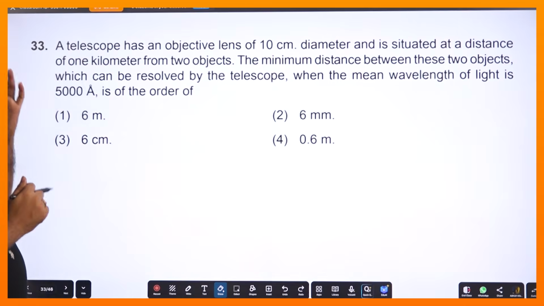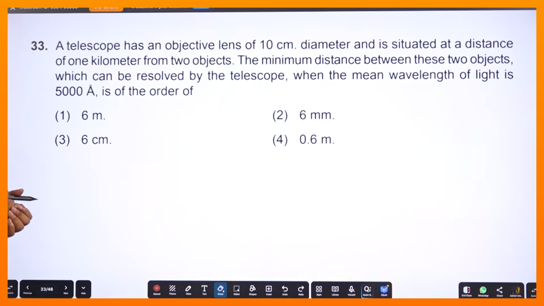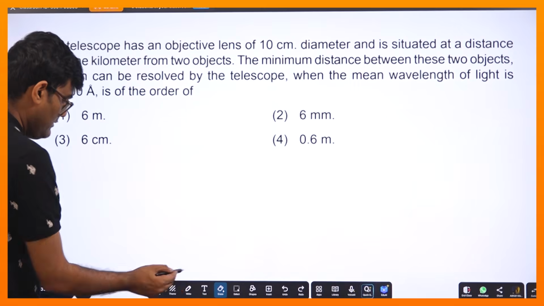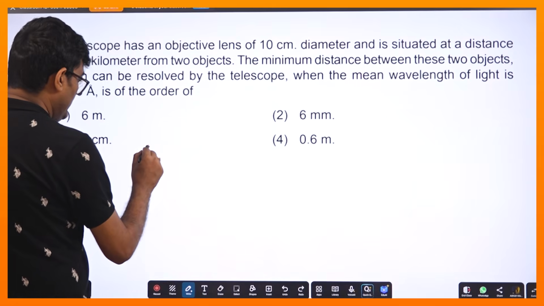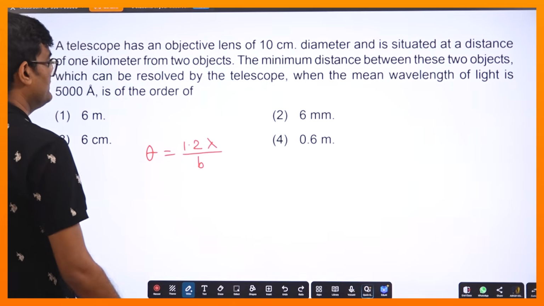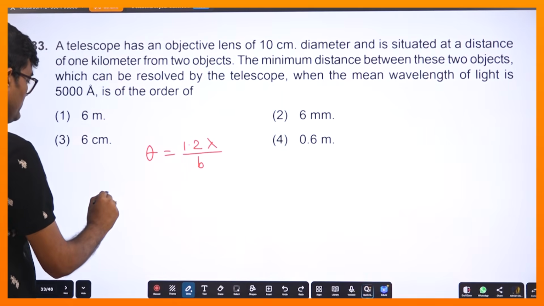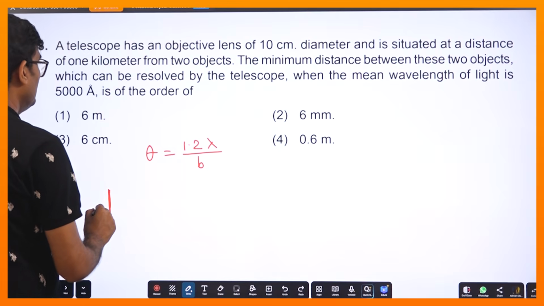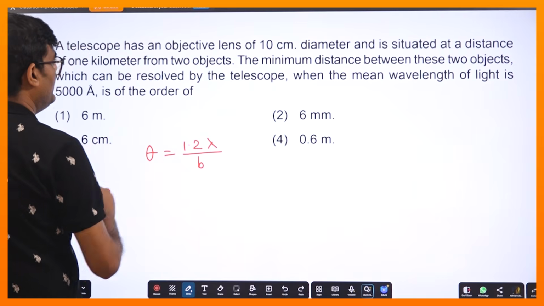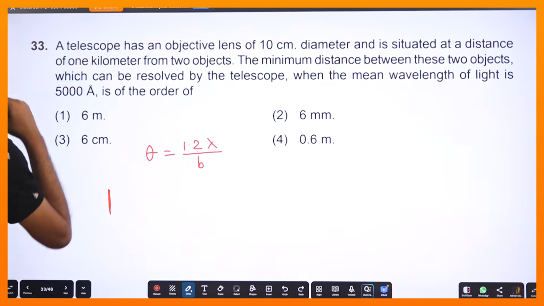Got my point? A telescope has an objective lens diameter situated at a distance of 1 kilometer from the two objects. What is the minimum separation which can be resolved by the telescope when the mean wavelength is given? So you can understand there is a formula that theta is equal to 1.2 lambda by b. And the minimum distance between two objects, when the objective lens of 10 centimeter diameter is situated 1 kilometer away.